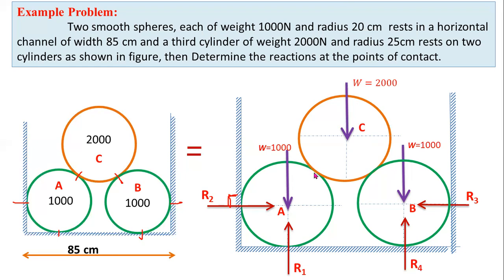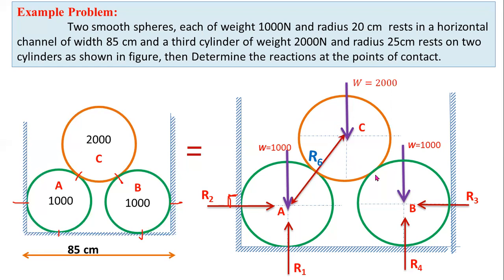So you have to consider two equal and opposite reaction forces at this point. For mobile surfaces, you have to consider two equal and opposite reactions. For this cylinder, you have to consider downward reaction force. For this cylinder, you have to consider upward reaction force. Both are equal and opposite.